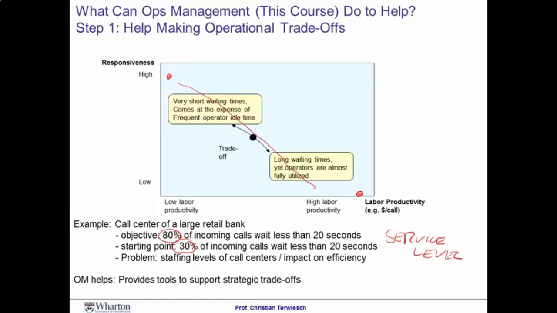But one of the things that we'll discuss in this course is how you can use your operations and the tools in this course to really position yourself on this graph, because every business needs a different position in terms of the service level, and the managerial decision is how many employees would you want to hire on a given shift.